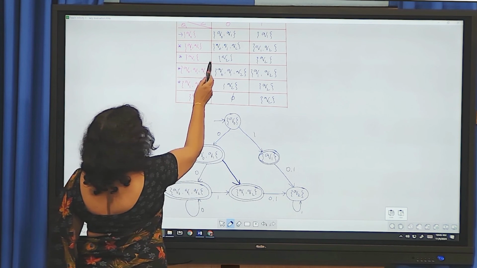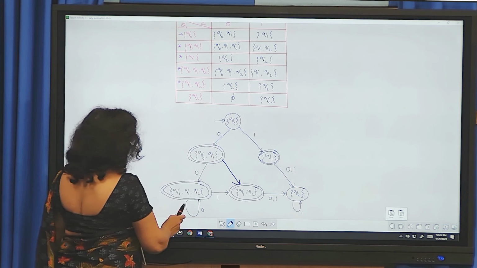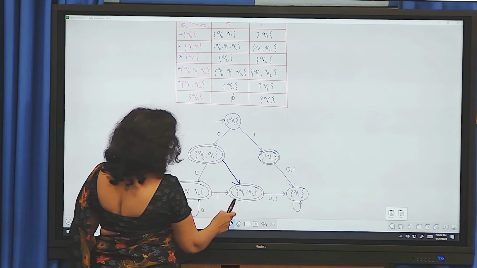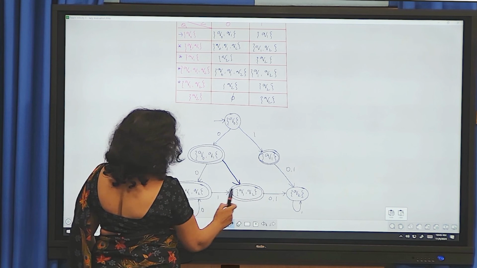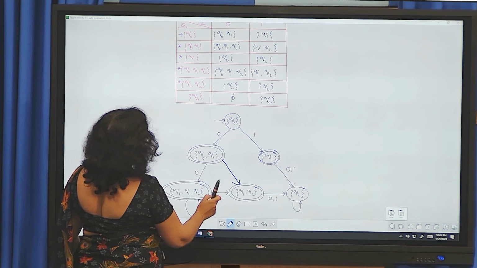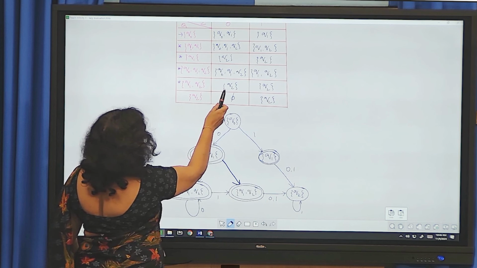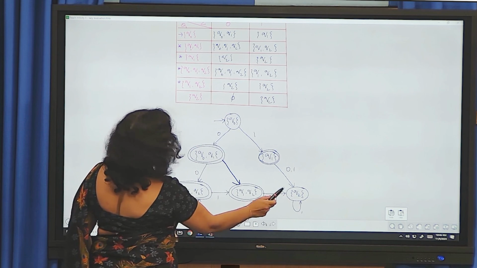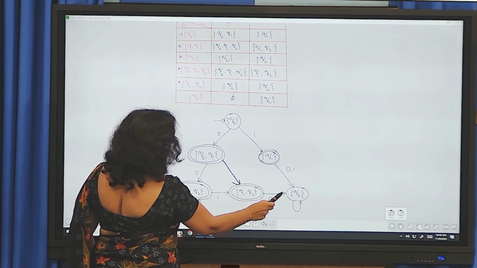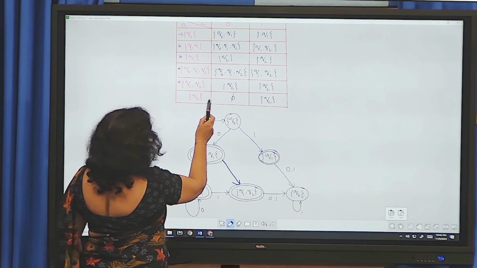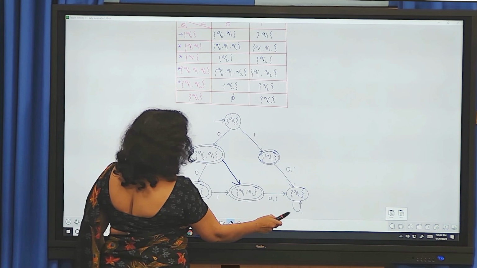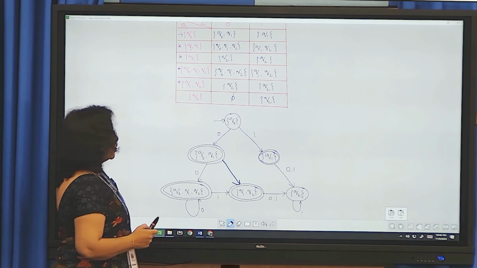Q0 Q1 Q2 on 0 is a loop. Then Q0 Q1 Q2 on 1 goes to Q1 Q2. Now, Q1 Q2 on 0 goes to Q2. On 1 also it goes to Q2. Q2 on 0, no transition. Q2 on 1 is a loop.